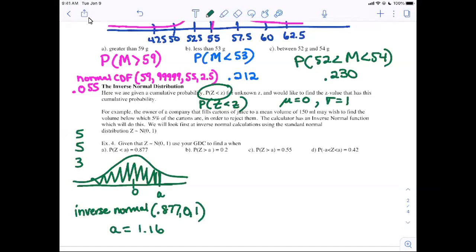Okay. So now for part B, the calculator cannot compute Z is greater than A. It just does not. So what we're going to do is, if I have mu is 0, and the area is 0.2, I know A is over here, right? So what would be an equivalent, what would give me the same answer? This would be Z less than what? 0.8, good job.